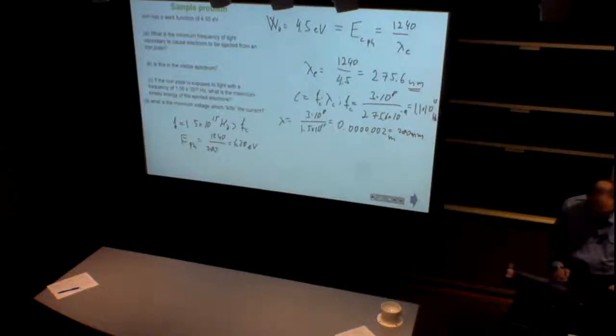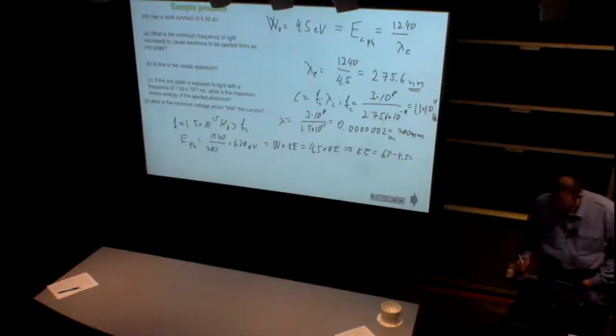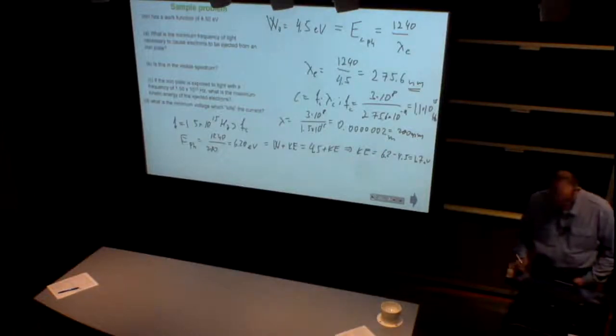And that has to be equal to work function plus maximum kinetic energy, which is 4.5 plus kinetic energy. So kinetic energy will be equal to 6.2 minus 4.5. What is it, 1.7? Electron volts.